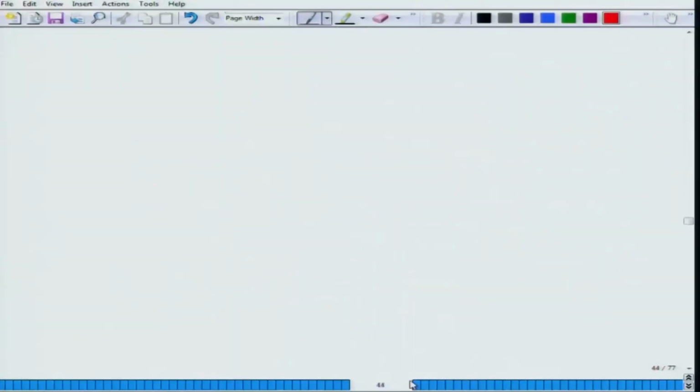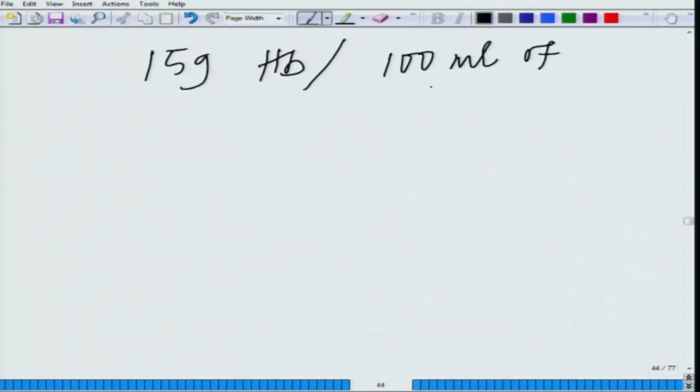Okay. From here I will move on to the next slide, where some of the facts I expect you guys to understand is that there is 15 gram hemoglobin present in 100 ml of blood. This will help you in all kinds of calculations.